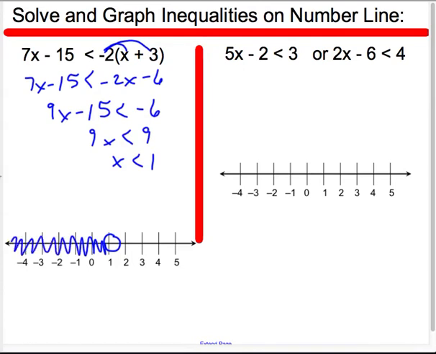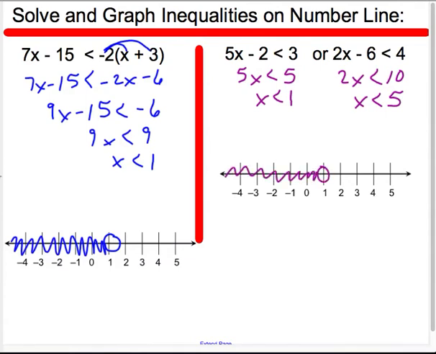Alright, so on our second one, this is a compound inequality, it's an OR. That means whatever works for either inequality, we just shade everything on the number line. So we solve each inequality, add 2, divide by 5. On the second one, we're going to add 6, divide by 2. And these are both less than, so when I graph these, the first one, x is less than 1, and then the second one, x is less than 5, ends up shading into that open circle from the first one. So 1 is a solution because it works for the second inequality.